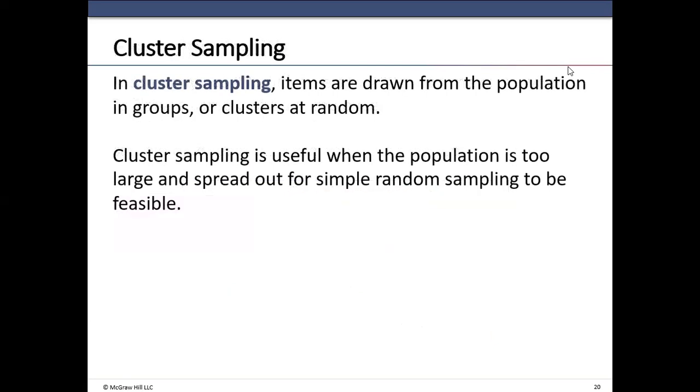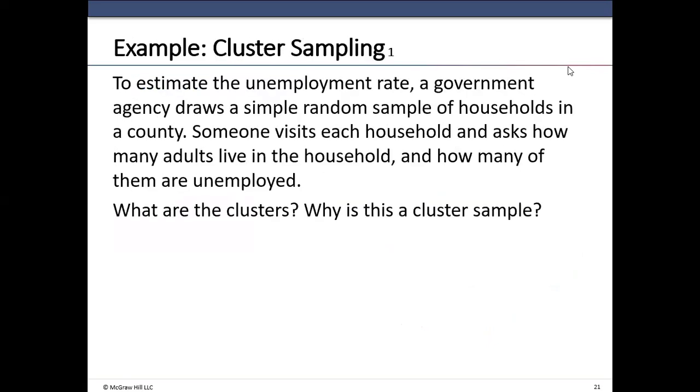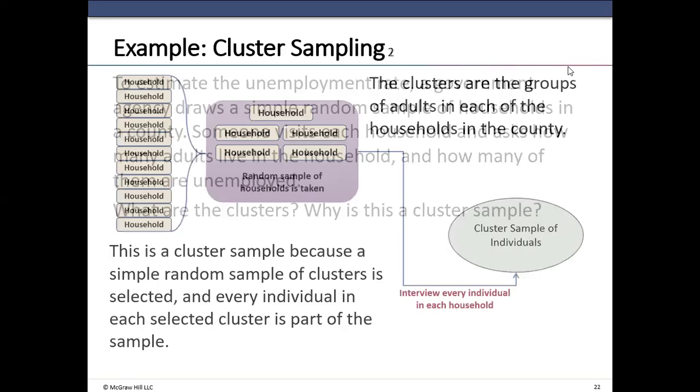In cluster sampling, items are drawn from the population in groups, or clusters, at random. Cluster sampling is useful when the population is too large and spread out for simple random sampling to be used. Cluster also means group, so what is the difference? To estimate the unemployment rate, a government agency draws a simple random sample of households in a country. Someone visits each household and asks how many adults live in the household and how many of them are unemployed. What are the clusters? Why is this cluster sampling?